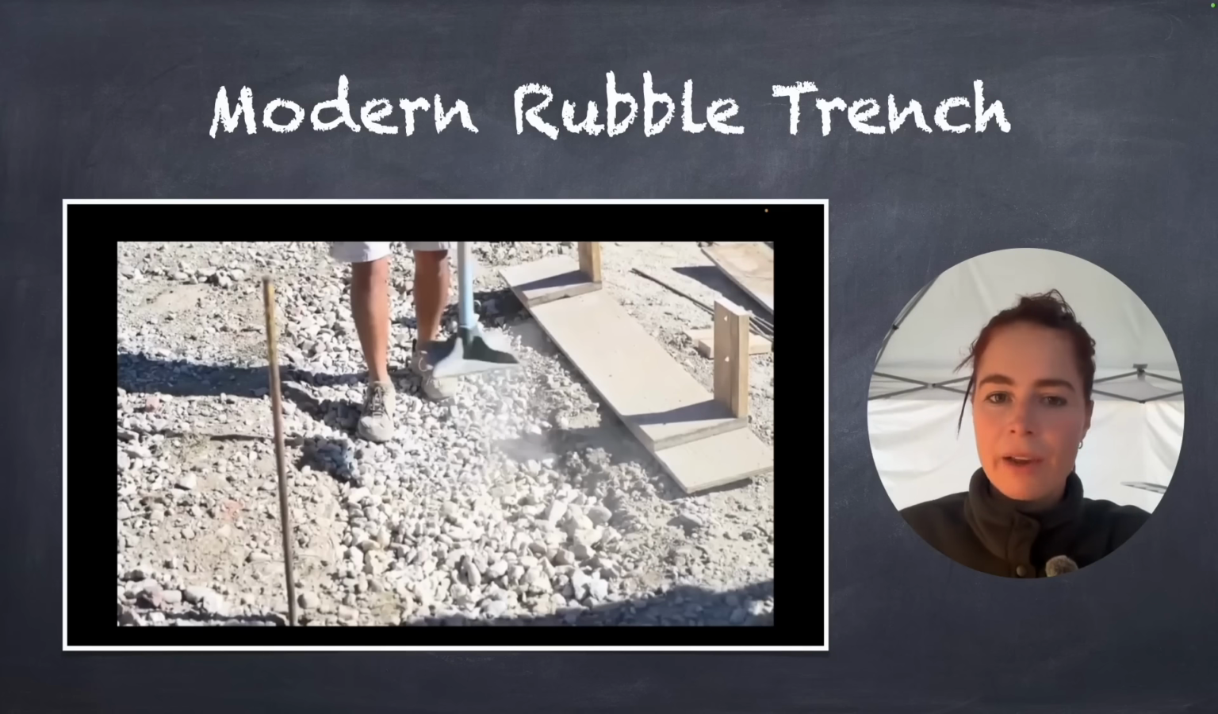So that gives you an idea of how a rubble trench would be made in modern times. Pretty simple.